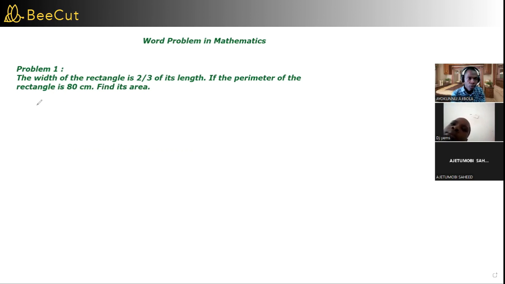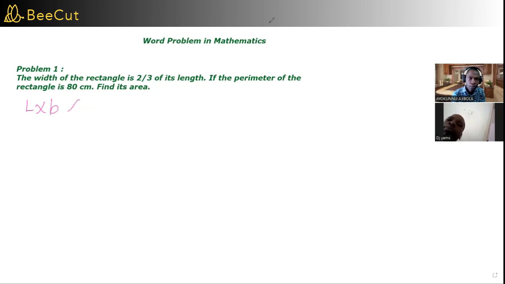Ezekiel, focus on this. So if the width of a rectangle is 2/3 of its length, the perimeter is 80. Length times breadth or width is the area of a rectangle. Let me rewrite that so that you can see clearly. Length times breadth or times width is the area. It's equal to the area, not times it. So equal to area.